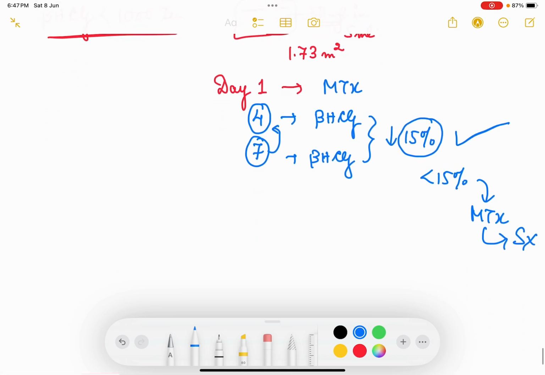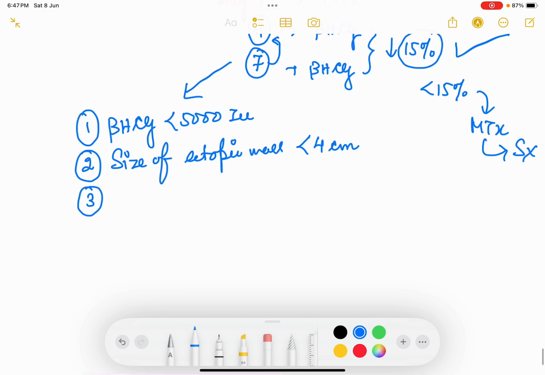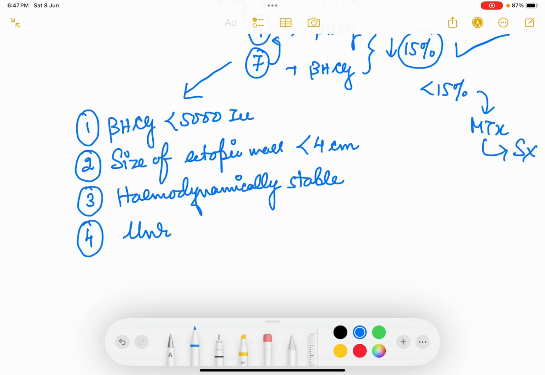Now, who are the candidates for medical management? The prerequisites are that beta HCG should be less than 5000 international units. If it is more than 5000, you have to go for surgical management. Then the size of the ectopic mass in ultrasound should be less than 4 centimeters. Number 3, the patient should be hemodynamically stable. If the patient is not hemodynamically stable, is having shock, it means it has already ruptured, then the patient should go for surgical management. Next, it should be an unruptured ectopic pregnancy.